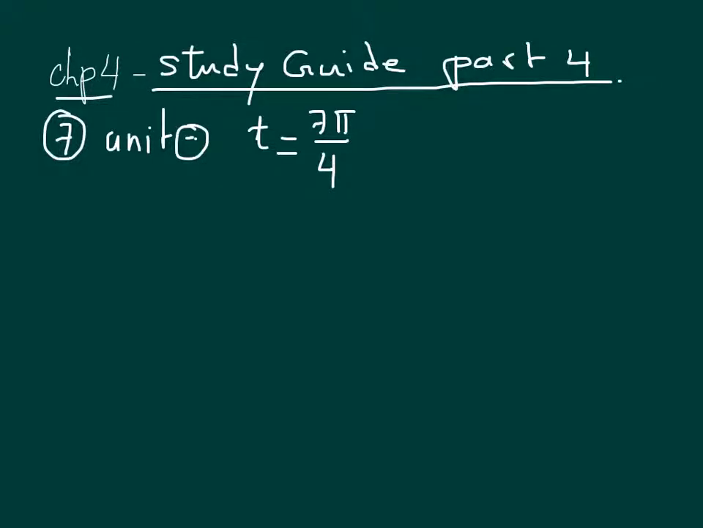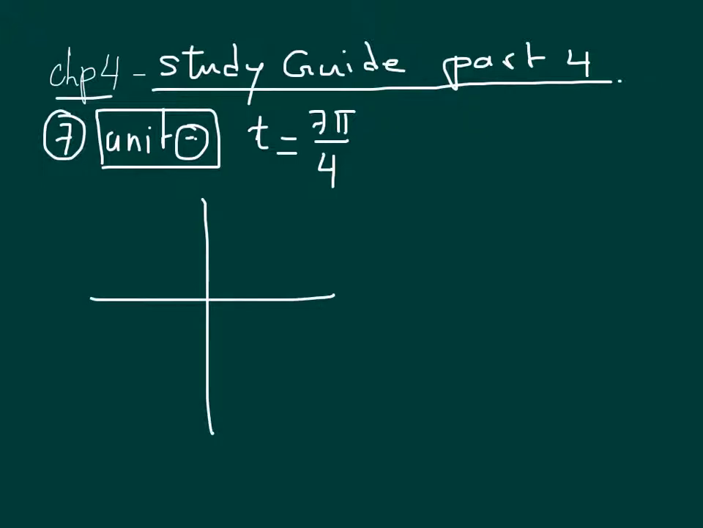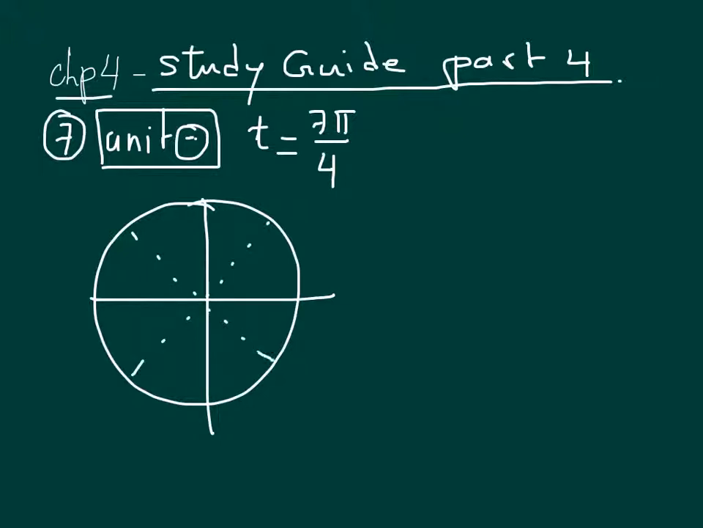Okay, study guide part 4. I'm gonna go backward to number 7. I skipped it. I'm coming back to it since we are dealing with the unit circle. What they're asking for is where is the ordered pair on the unit circle that corresponds to the angle 7 pi over 4. First of all, draw the angle 7 pi over 4.